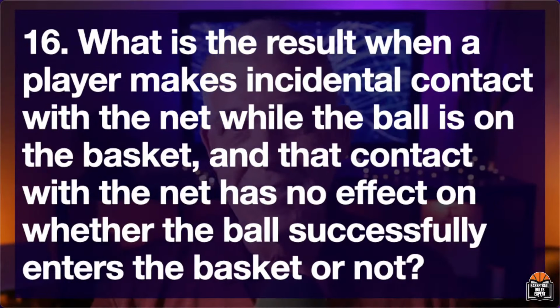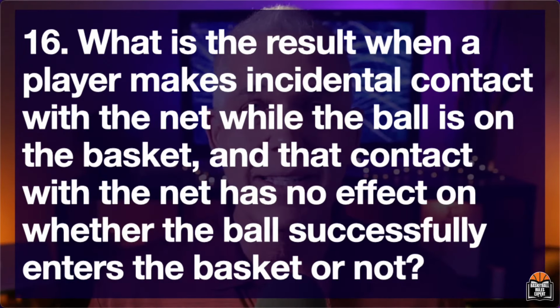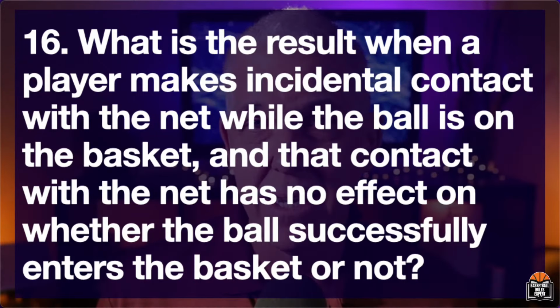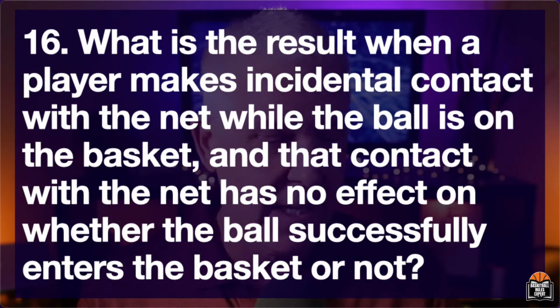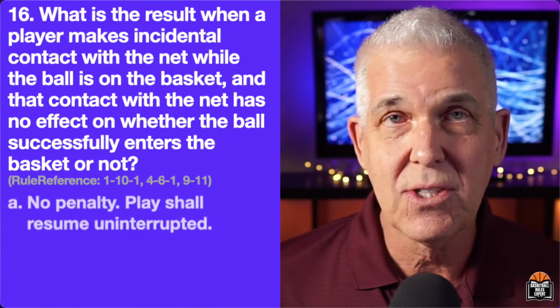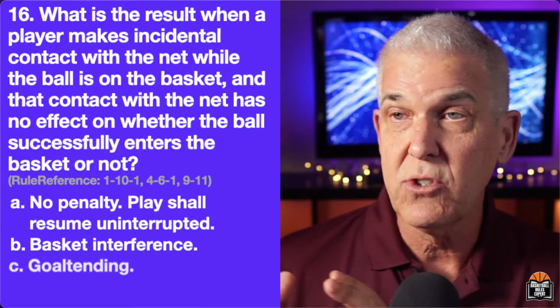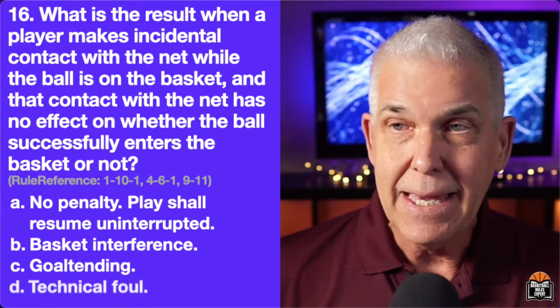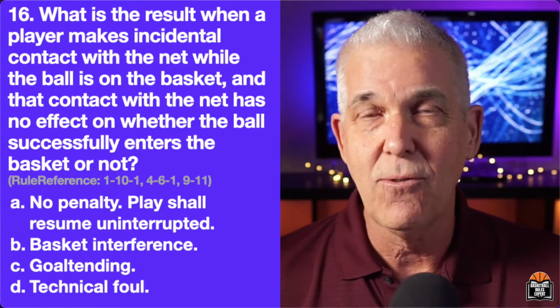All right, moving on. Question 16. What is the result when a player makes incidental contact with the net while the ball is on the basket, and that contact with the net has no effect on whether the ball successfully enters the basket or not? Possible answers: A, no penalty, play shall resume uninterrupted. B, basket interference. C, goaltending. Or D, a technical foul.